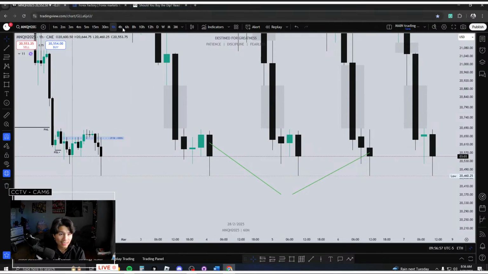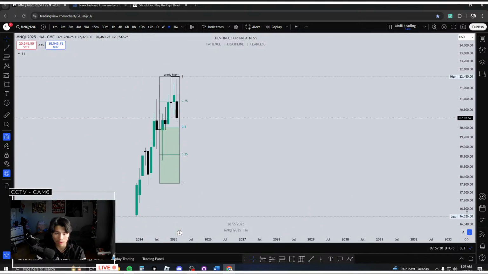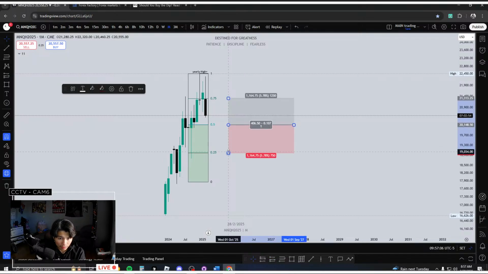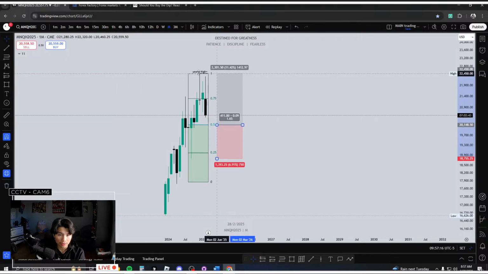Should you buy the dip? That's a good question. If I were to buy the dip, right here would be a reasonable area to buy, right? That could be a reason for us to buy there.